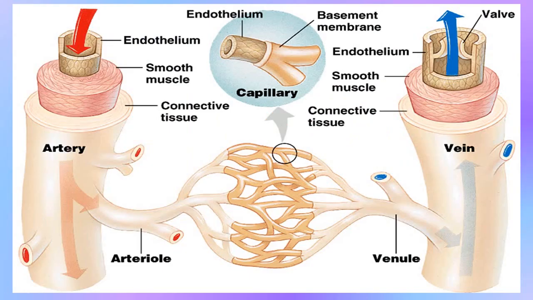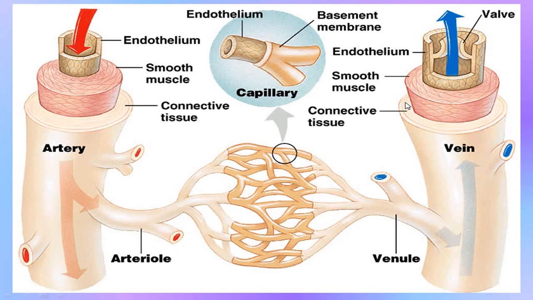This is a figure that shows the layers or tunics of the arteries, veins, as well as the capillaries. You can see that in the artery, outermost is tunica adventitia, made up of connective tissues. Middle one is tunica media, and the innermost, which lines the lumen of the blood vessel, is the tunica intima, made up of endothelial cells. Same is in the case of vein.